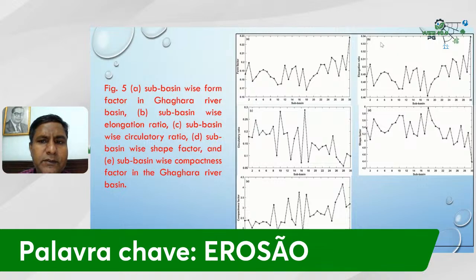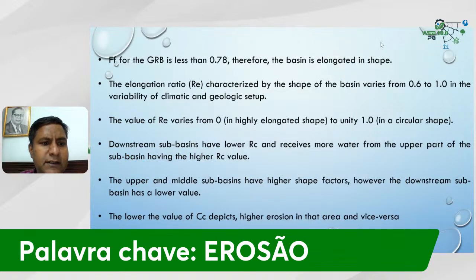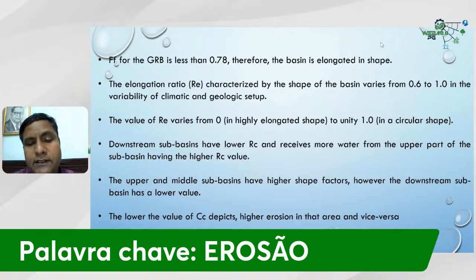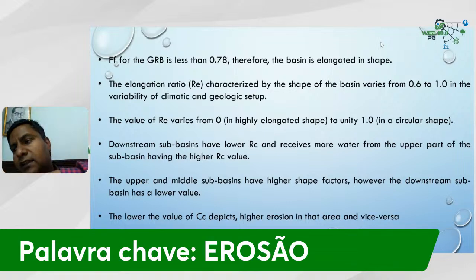Sub-basin-wise factors we have already told you, and similarly other factors, like elongation ratio of 0.78. So the basin is elongated in shape, not circular. Elongated means there is a line of concentration. So how is the water going to drain? If there is rainfall at the top, how much time is it going to take to drain out from the outlet of the basin?